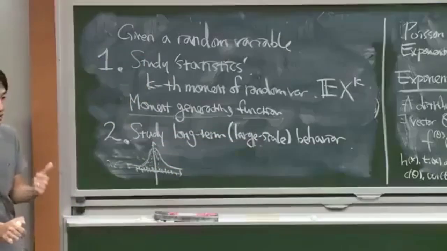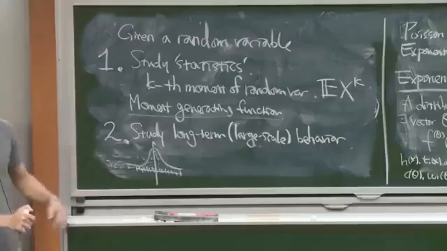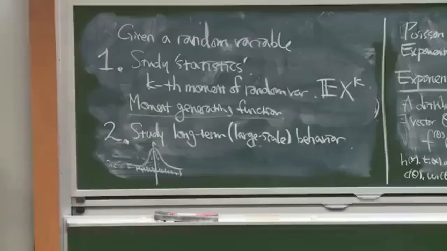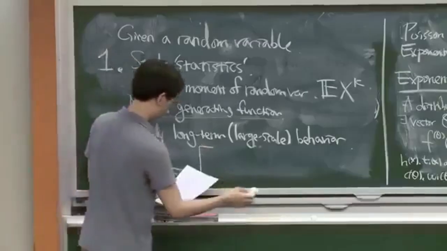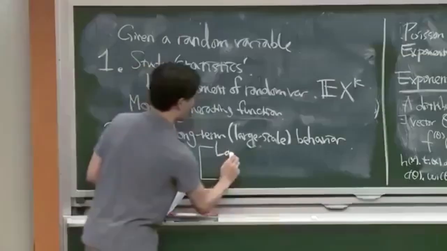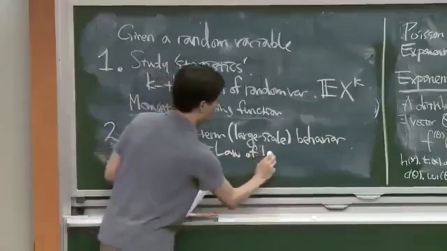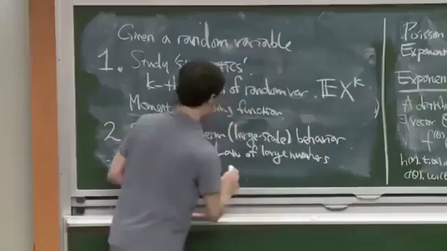What kind of events are guaranteed to happen with probability, let's say, 99.9%? And actually, some interesting things are happening. As you might already know, two typical theorems of this type in this topic will be the law of large numbers and the central limit theorem.